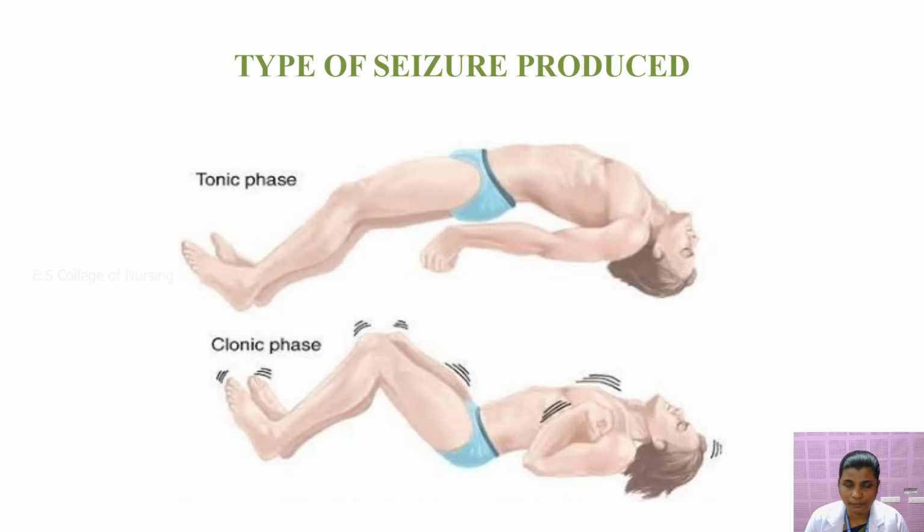Next, types of seizure. One is the tonic phase, another is the clonic phase. In the tonic phase, the seizure is produced, and its duration is 10 to 15 seconds, and the clonic phase lasts 30 to 60 seconds. In the tonic phase, the body shows totally rigid movement, and in the clonic phase, the patient's body has uncontrolled flexion. This is the difference between the tonic and clonic phases.